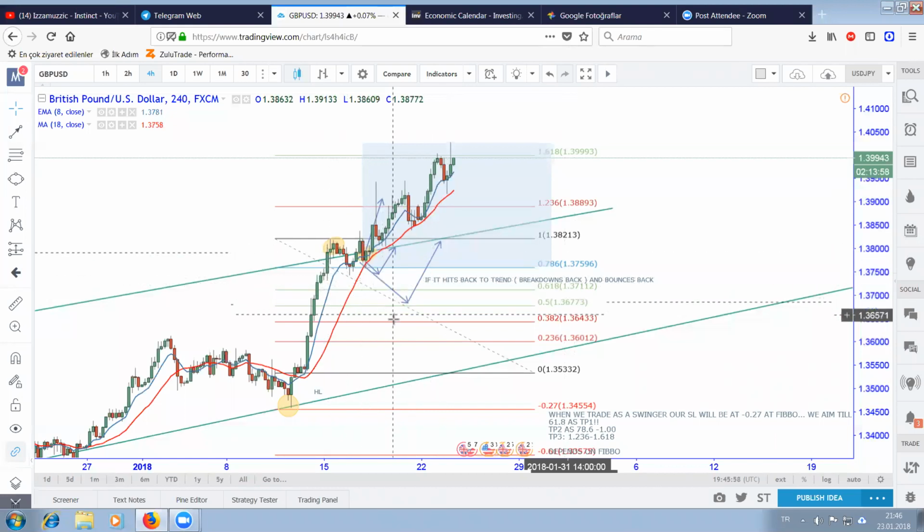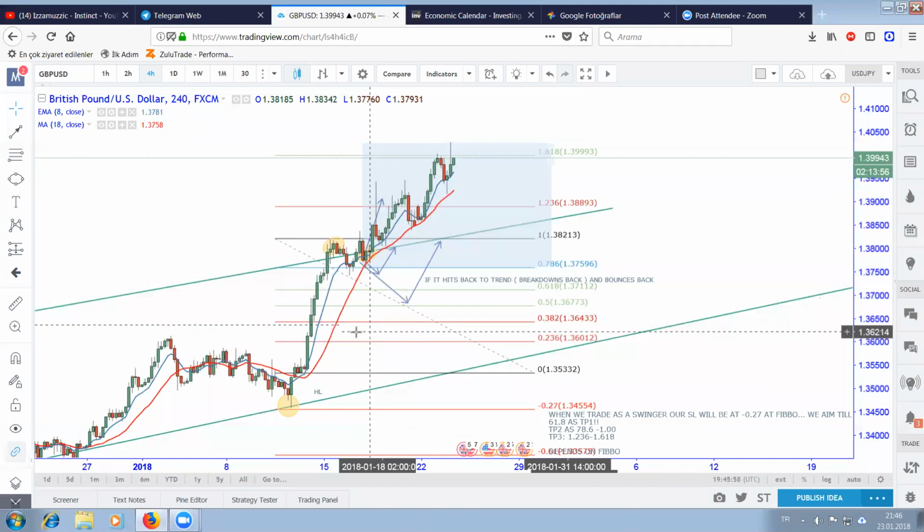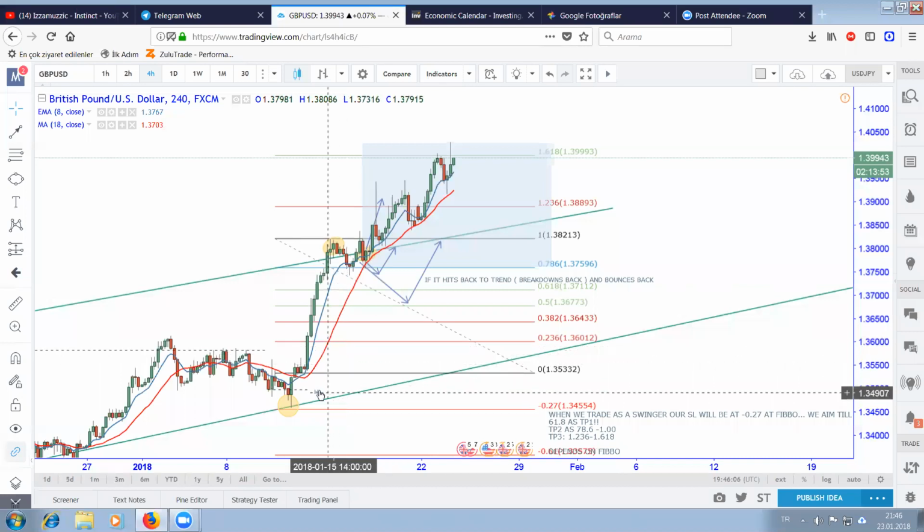And second thing, when we are using the Fibonacci, okay, we saw it going up, okay, till here.